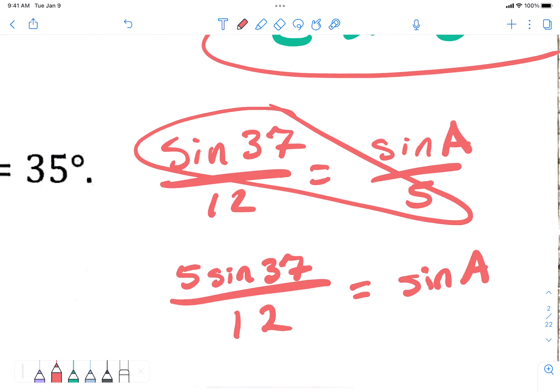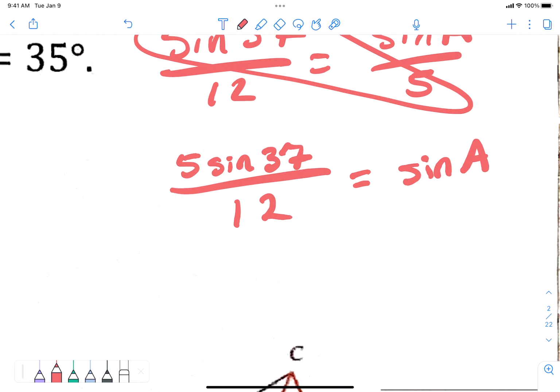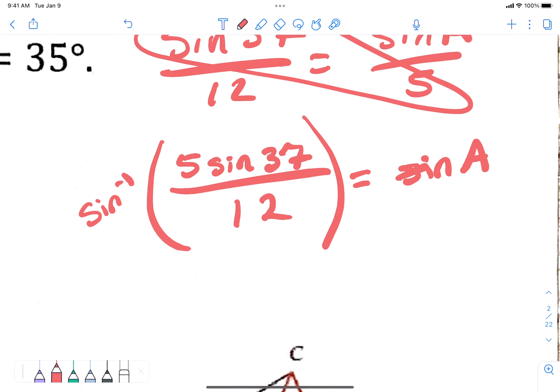I'm cross multiplying, dividing. Okay. And then we're going to inverse sine that. So those of you who want to type it in all at one shot, inverse sine. I don't know how. Can you teach me? Yeah. You just go inverse sine in parentheses and then put 5 sine, and put all the stuff.